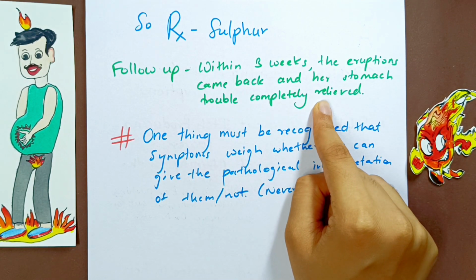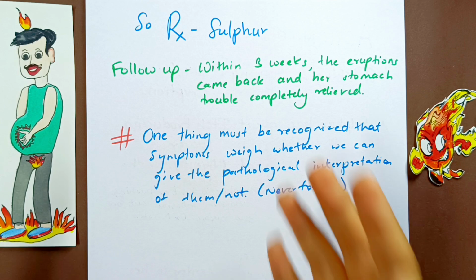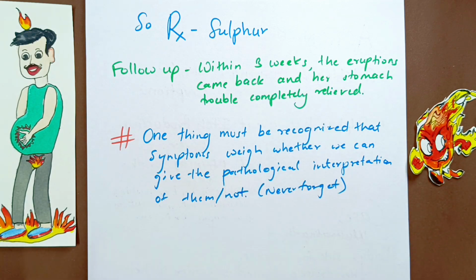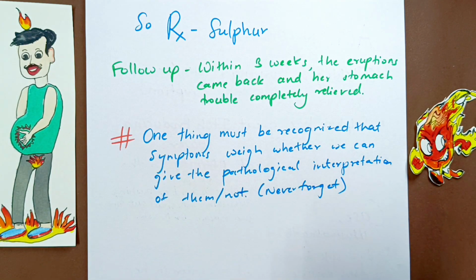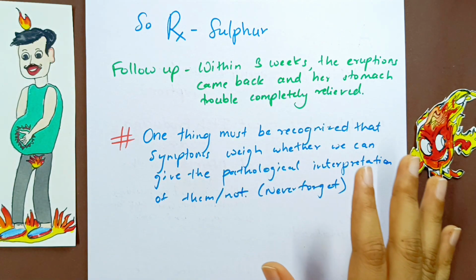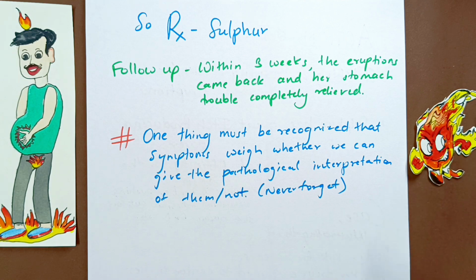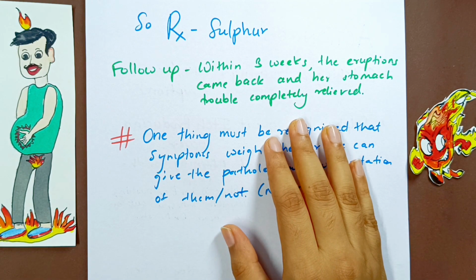So see, she came to Dr. Nash for the stomach related trouble, right? But when Dr. Nash understood that there was suppression of an eruption, he gave sulfur because he understood that the problem lies there. And after giving sulfur, the stomach issue completely got better, and the eruptions which were suppressed so long back, 15 years ago, came up again.